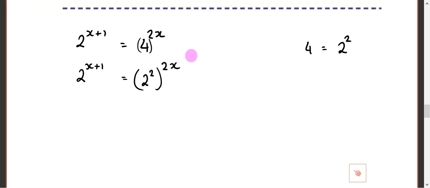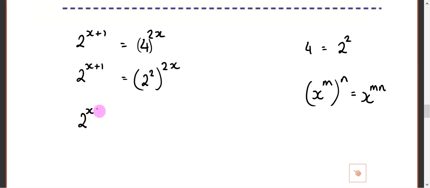And then if you remember your laws of exponents, which we're going to apply very similarly with logarithms, when you've got exponents like that, what do you do? We have x to the power of m to the power of n is equal to x to the power of m times n, right? So then that becomes 2 to the power of x plus 1 equals 2 to the power of 2 times 2x is 4x.